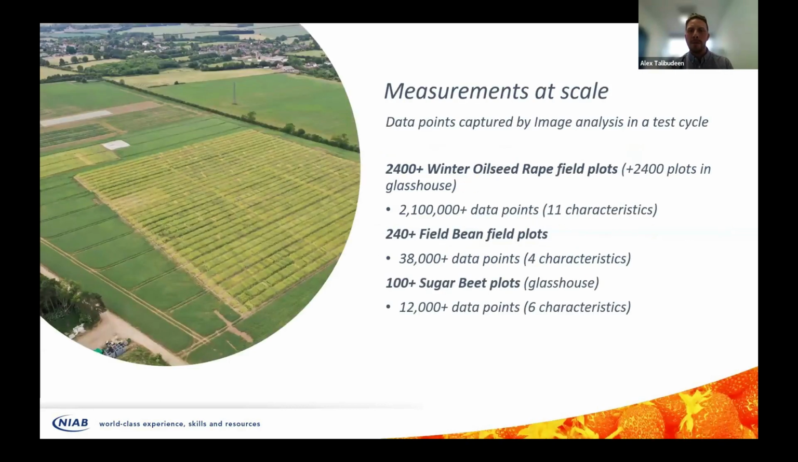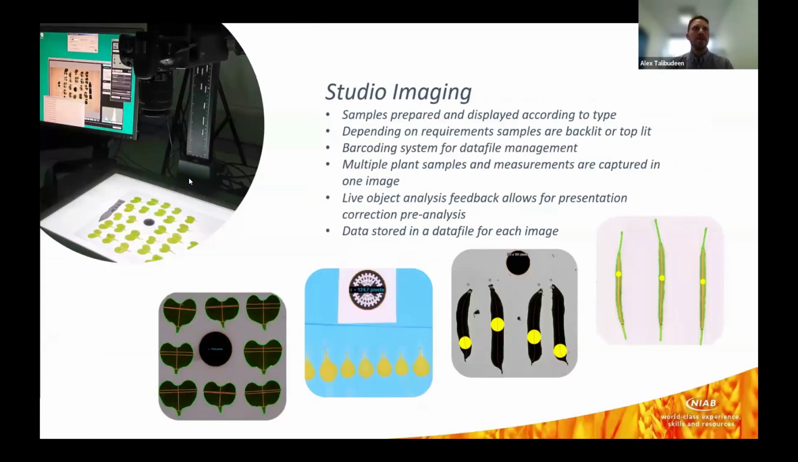Next slide, please. So just to give an example of what we use them for, winter oilseed rape, like the others, is where we use it the most. In any year, we collect over 2 million data points for 11 characteristics on the cotyledons, petals, and the silique measurements. We also use it within our field bean test and our test for sugar beet. Next slide, please.